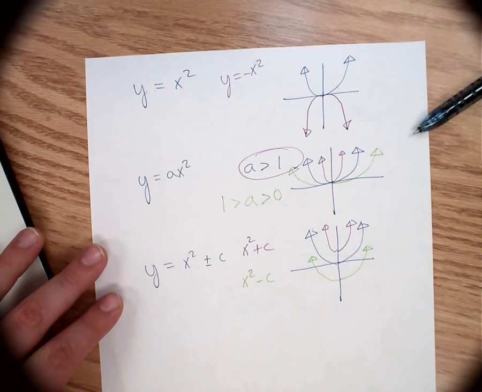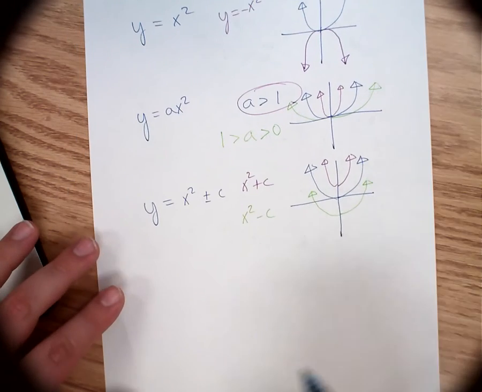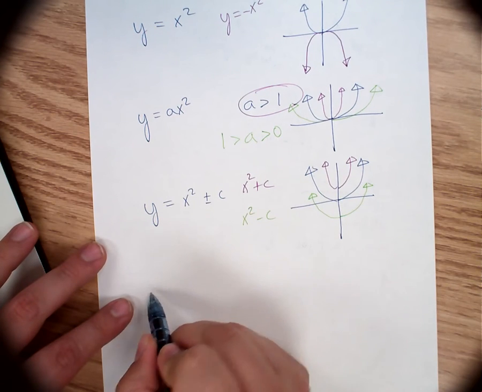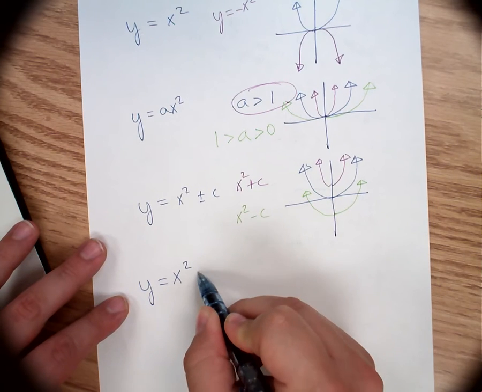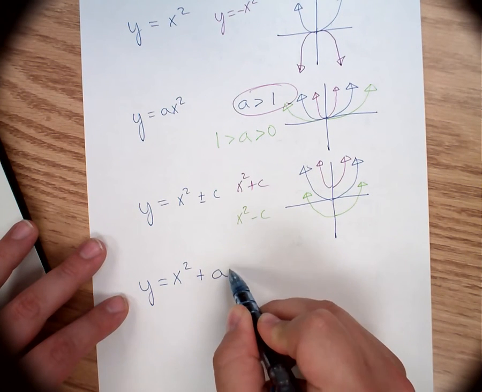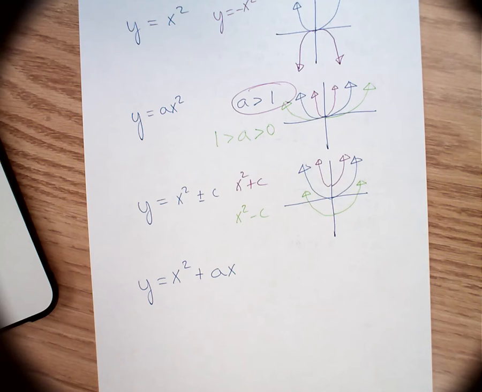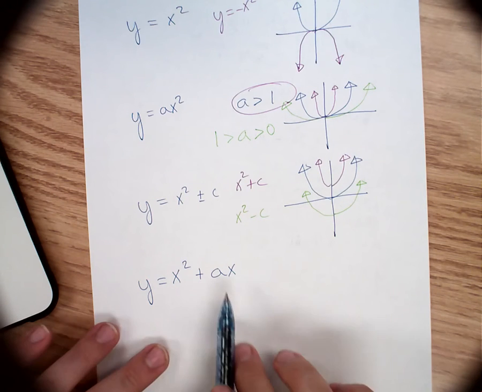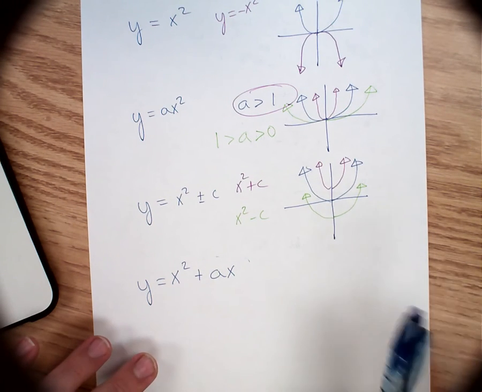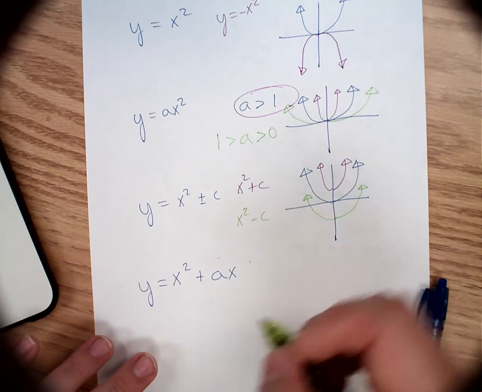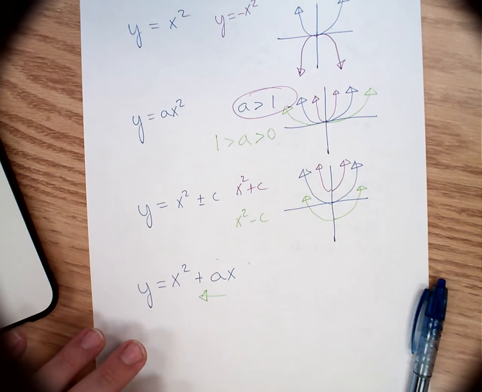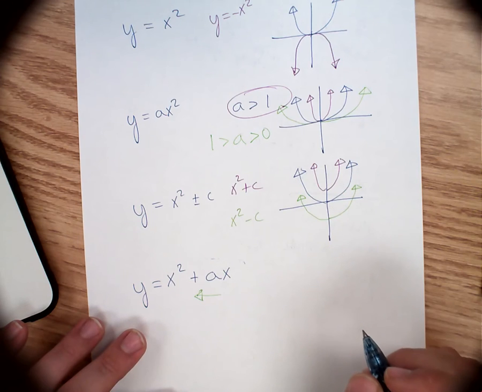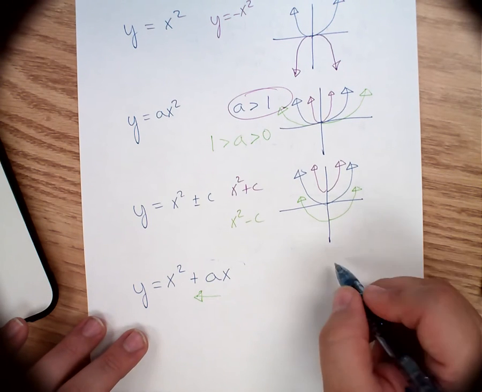Okay, other ones we have. And these are the ones that are harder to get when you're a freshman. So let's say we have y equals x squared plus ax. Okay, oddly, when it's positive, this moves our graph to the left. Okay, it'll make a little more sense algebraically speaking later on.